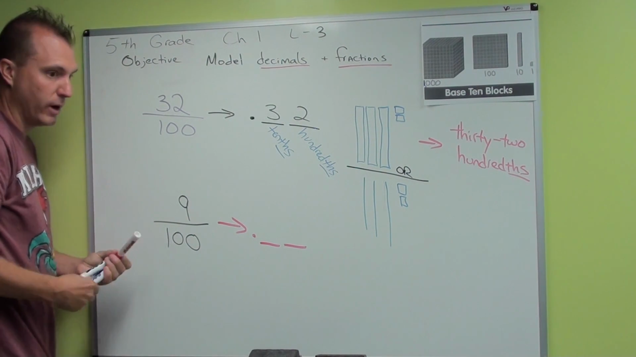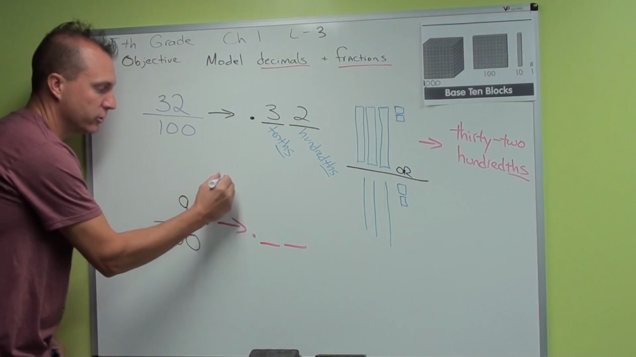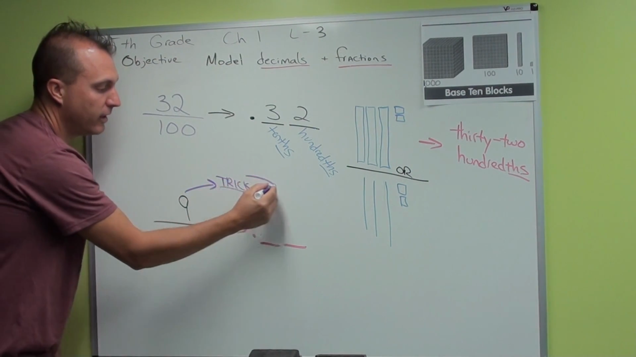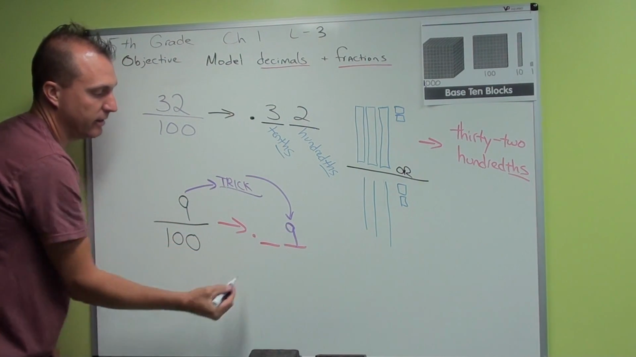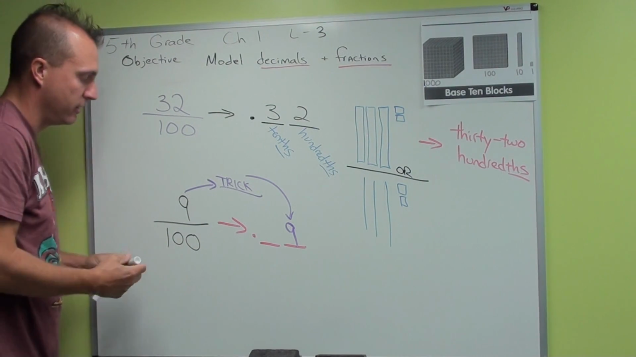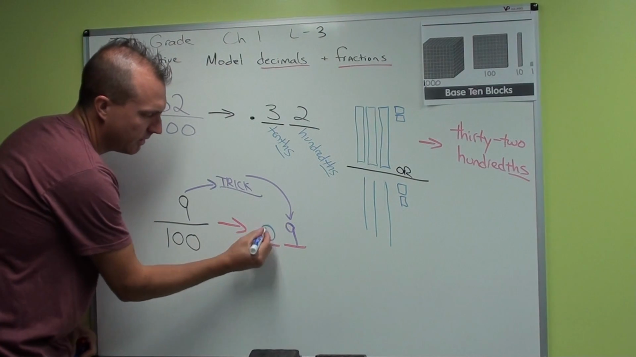Oh, don't forget the trick. Don't forget the trick. Here's the trick. The 9 has to go in the last spot. The last spot. What goes in that open spot? Who knows? Come on, say it. 0.